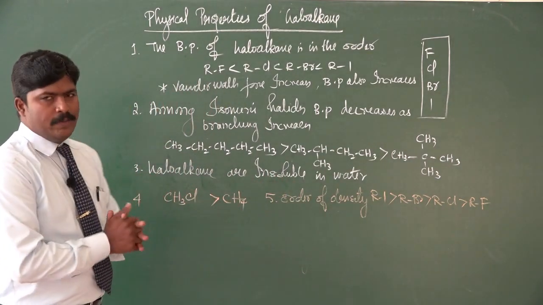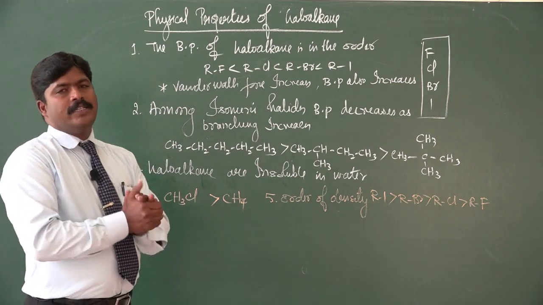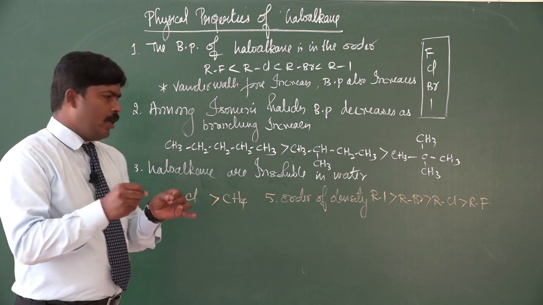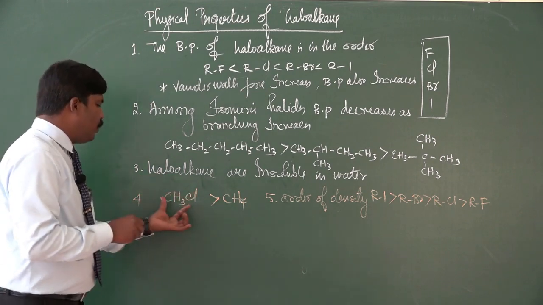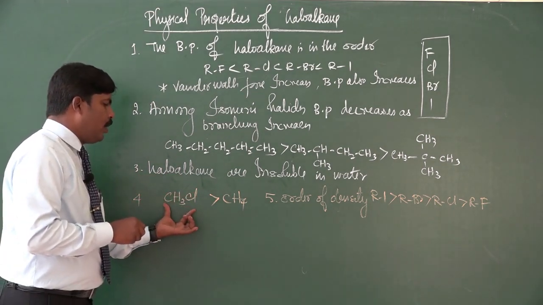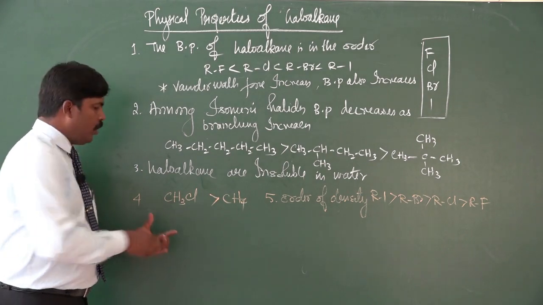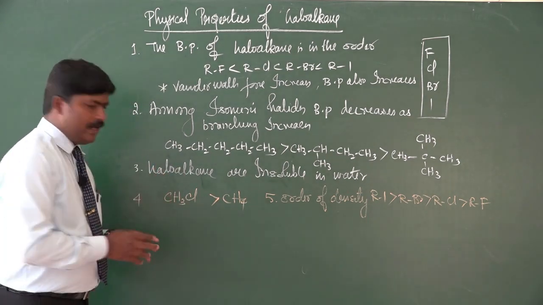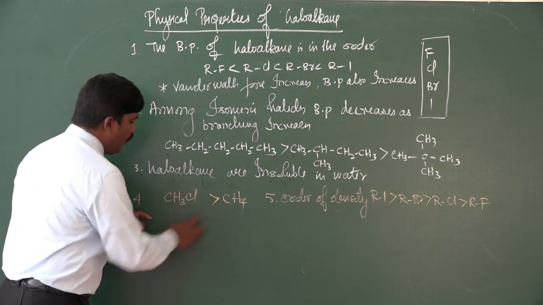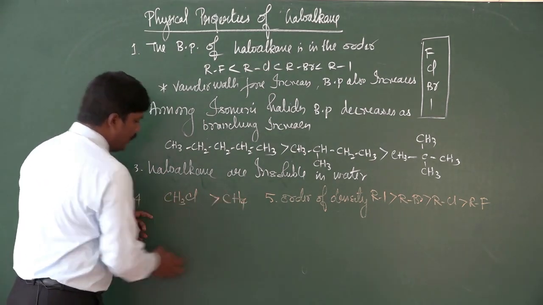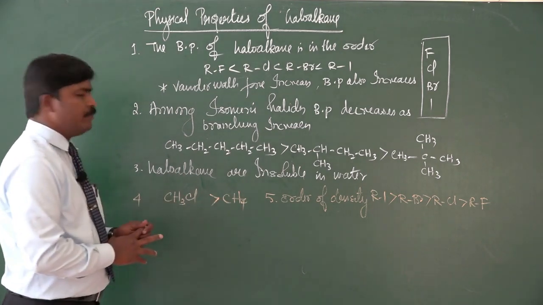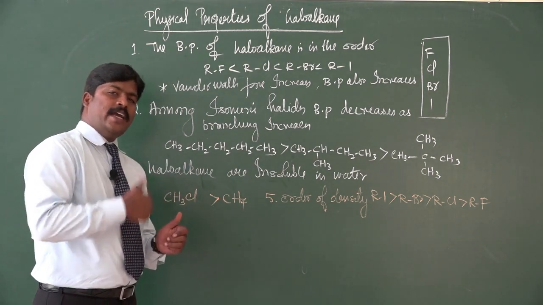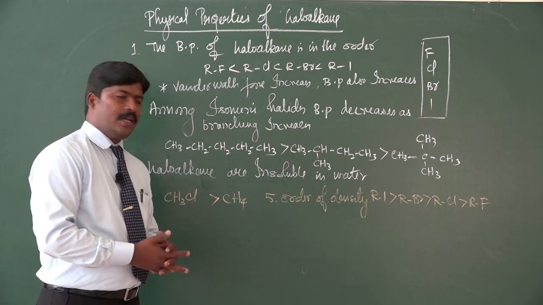Haloalkanes are insoluble in water because they are not able to form hydrogen bonds with water. Chloromethane has a higher boiling point than methane because it is polar; we discussed the nature of the C-X bond earlier. The polar compound has a higher boiling point, whereas methane is non-polar. Haloalkanes have a higher boiling point than their corresponding alkanes.